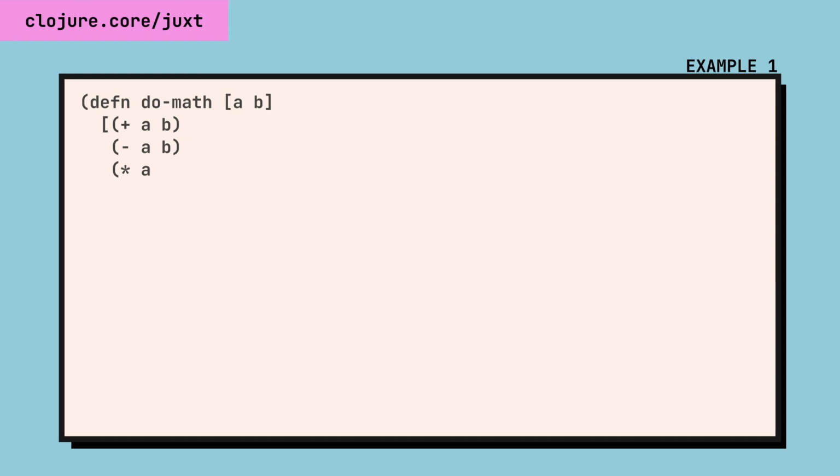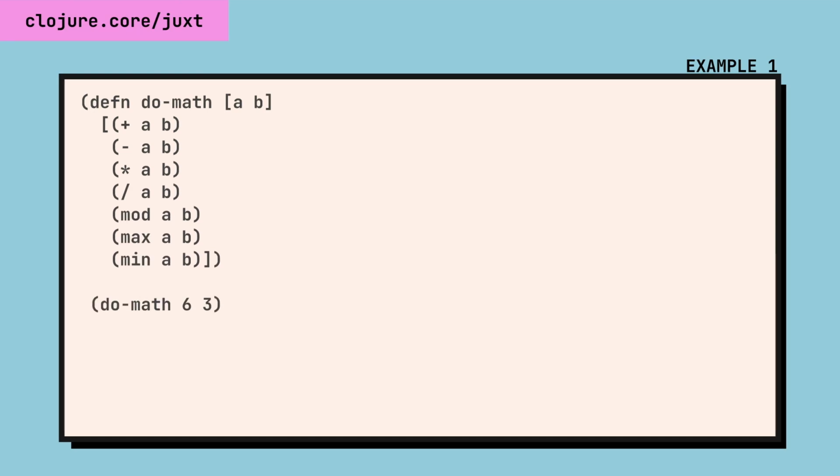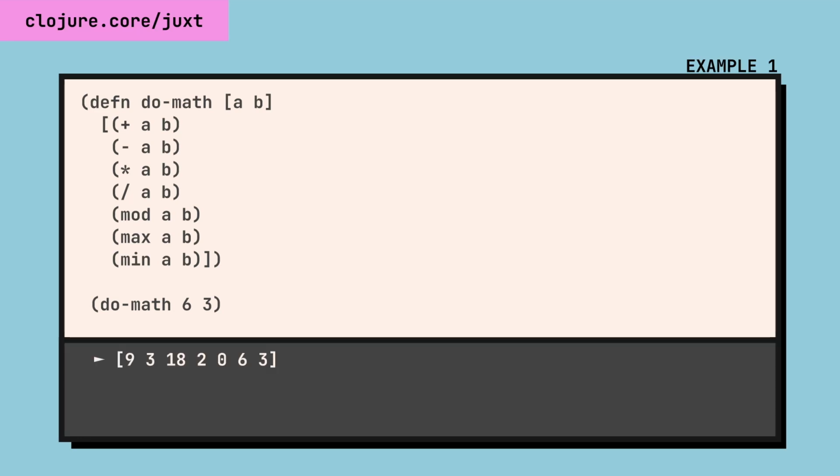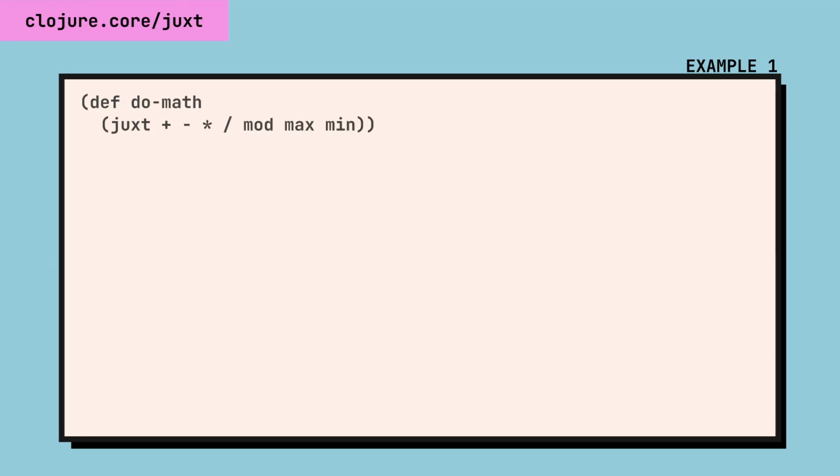We'll start with a toy example to show the basic functionality. We want to return the result of various math functions applied to two numbers. We can replace this with juxt for a more concise version.